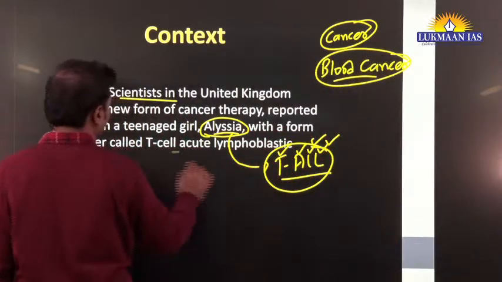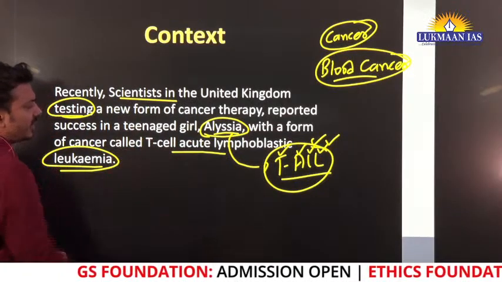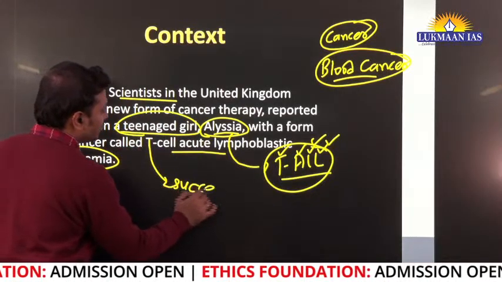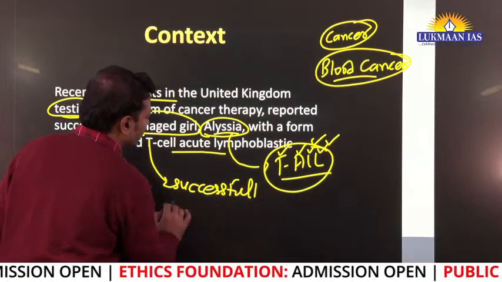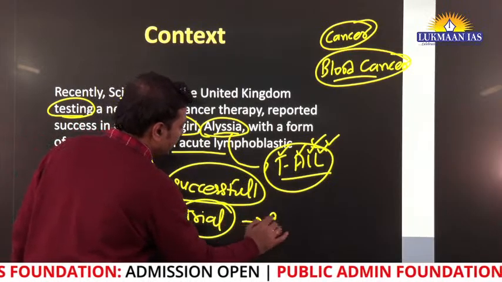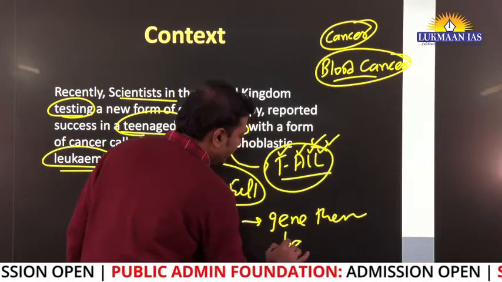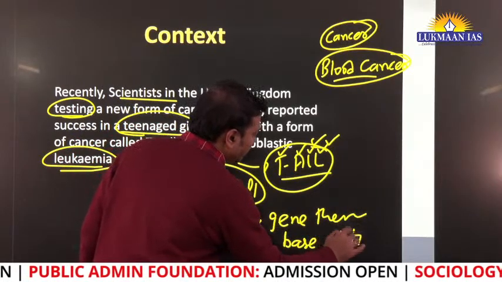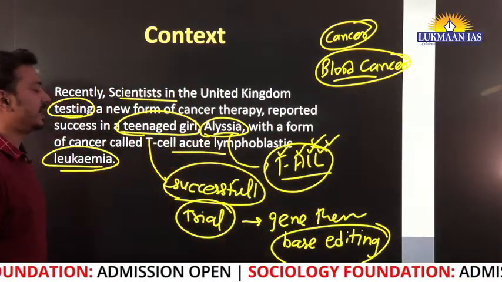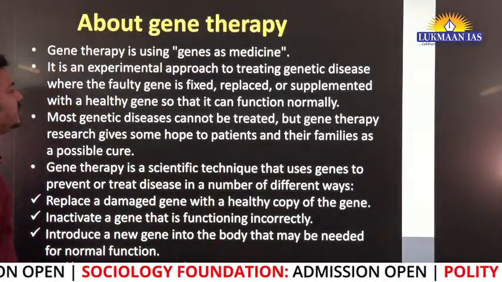T-cell acute lymphoblastic leukemia, and what happens in this type of cancer I will explain, but this treatment has been successful to some extent. Although this is just a trial of this technology, which we are calling gene therapy, or base editing technology. This can be asked in the prelims examination also. I will explain how in the past UPSC has asked questions from this area. Now, about gene therapy.